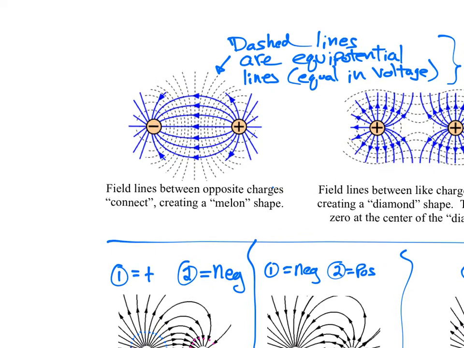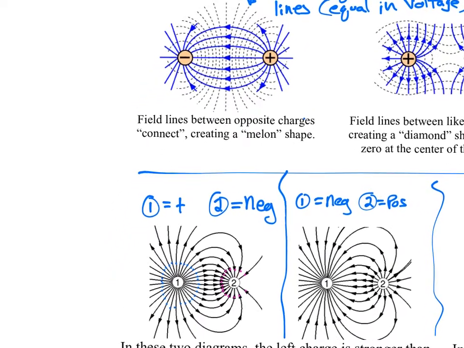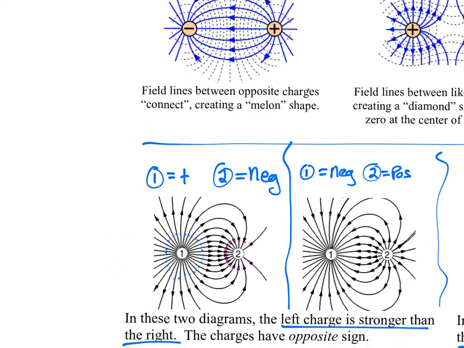Continuing on, we're looking at charges here. In these two diagrams, the charge on the left is stronger than the charge on the right, and these charges have opposite signs. We know they have opposite signs because the field lines go away from this charge and the field lines go towards this charge. That means charge number 1 on the left is positive, charge number 2 on the right is negative.